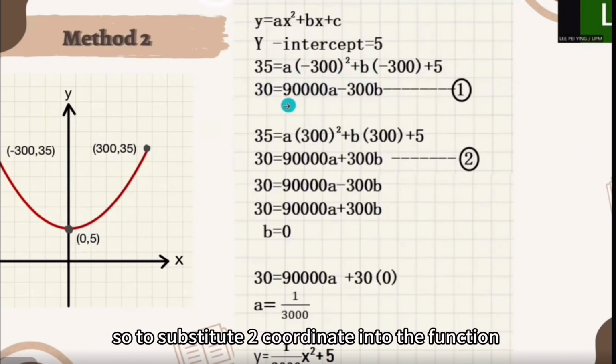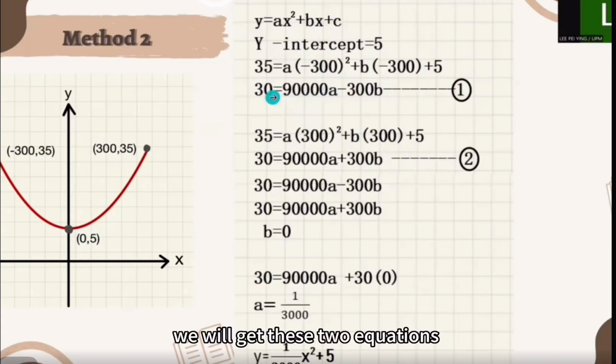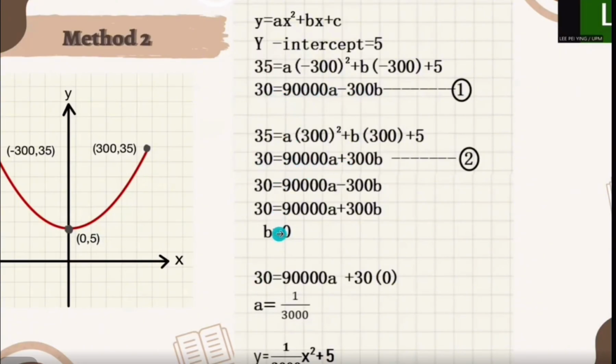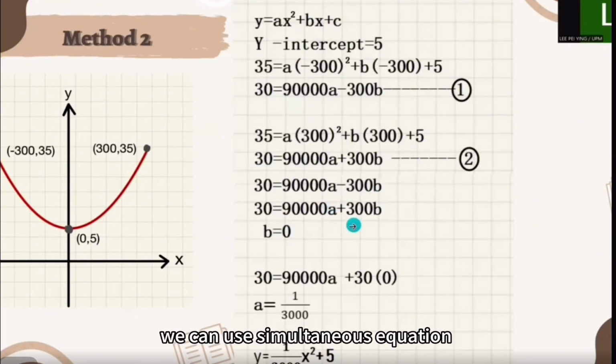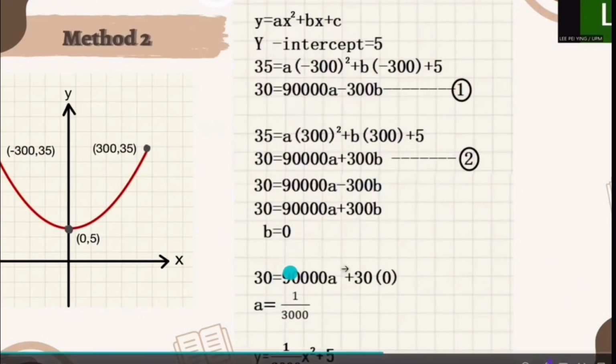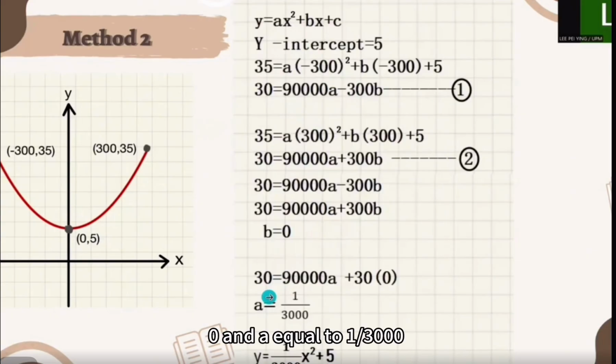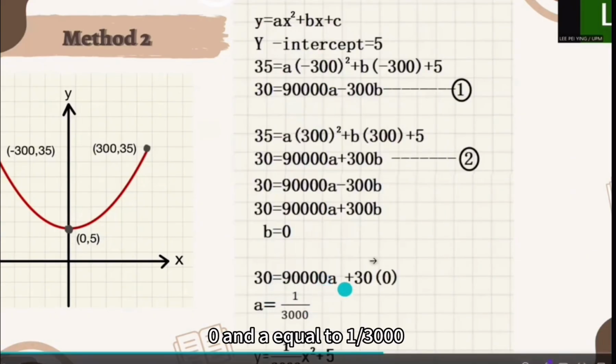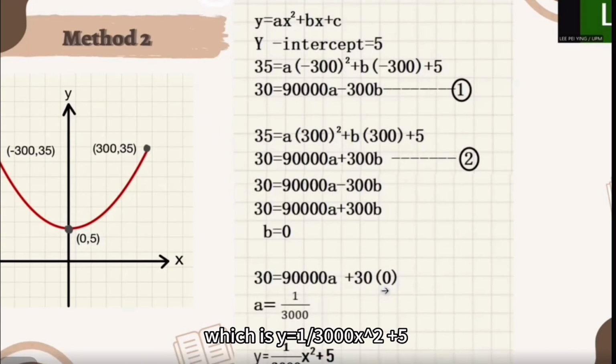So to substitute two coordinates into the function, we will get these two equations. To find the values of a and b, we can use simultaneous equations. So finally, we get b equal to 0 and a equal to 1 over 3000. So here comes our other function, which is y equals 1 over 3000 x squared plus 5.